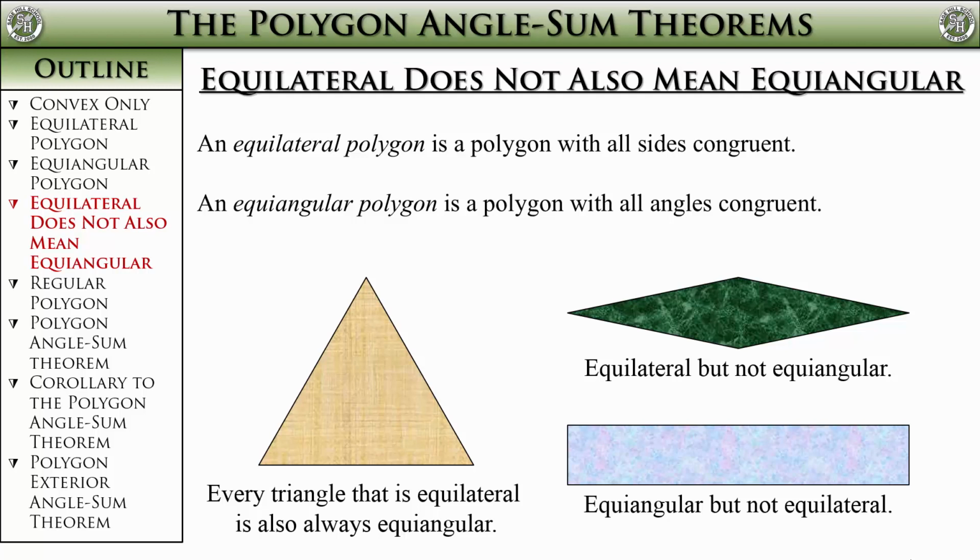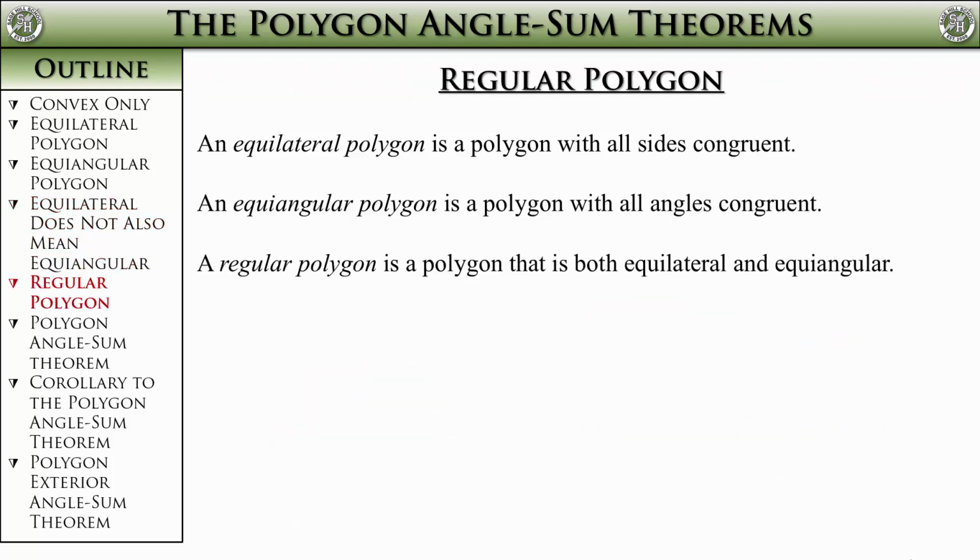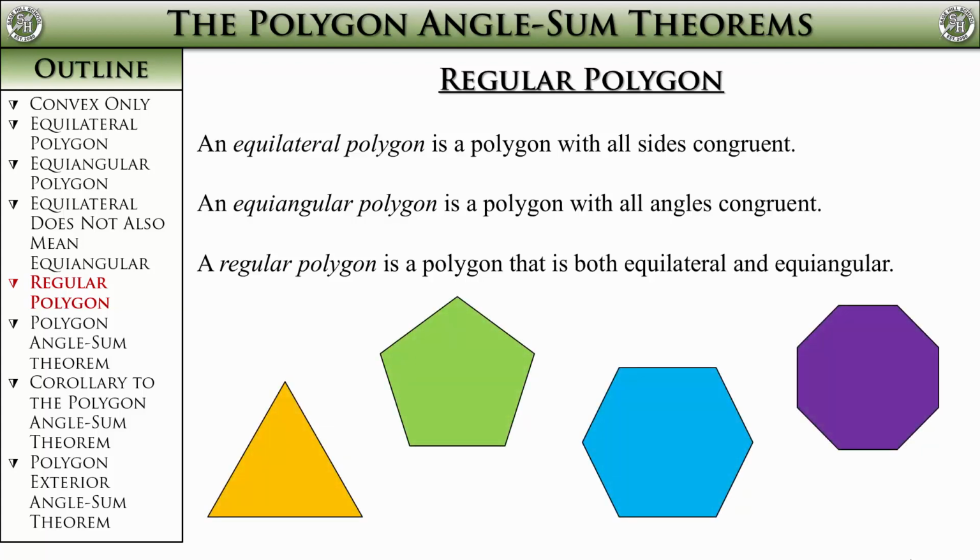Students sometimes get these screwed up, so just make sure that you know that only for triangles does equilateral mean that it is also equiangular, or vice versa. It doesn't work for any other polygon. Finally, we have a regular polygon. A regular polygon is a polygon that is both equilateral and equiangular. Here are some examples. You'll notice that all of the shapes have a lot of symmetry in them, and they call these regular. I guess that means that the rest of them are irregular, or mutants, or something.